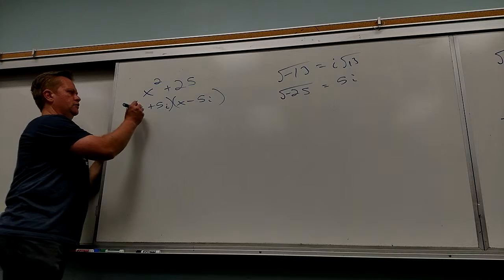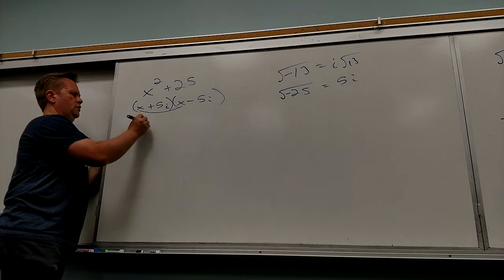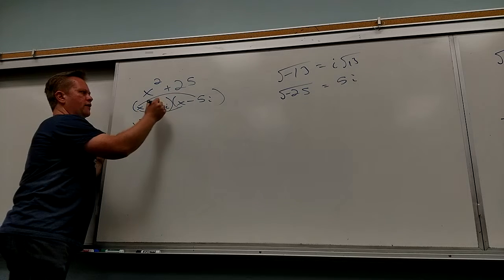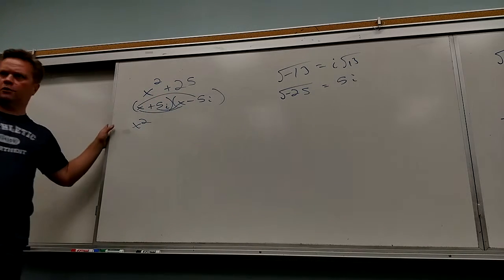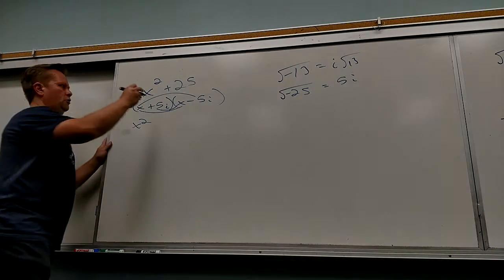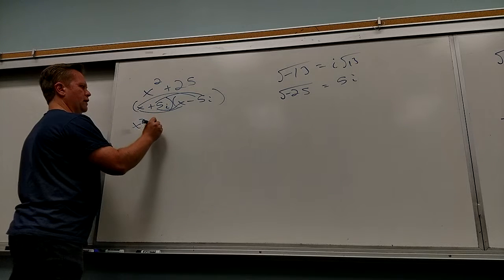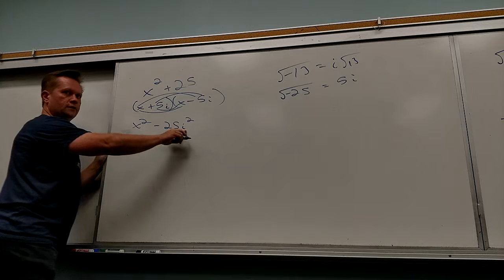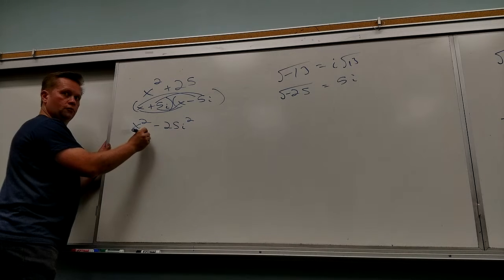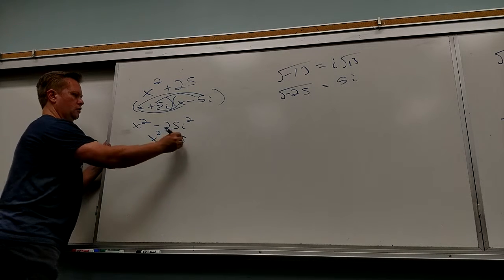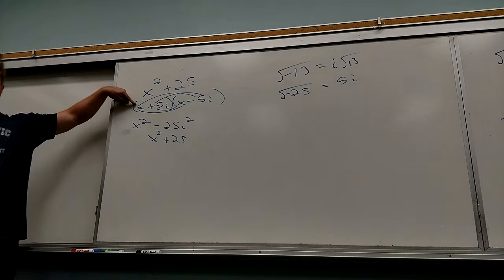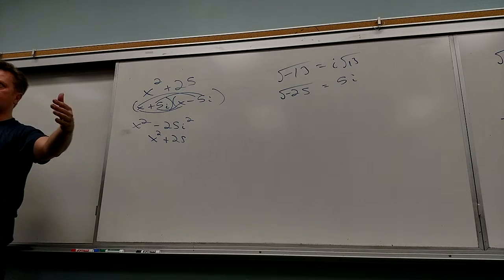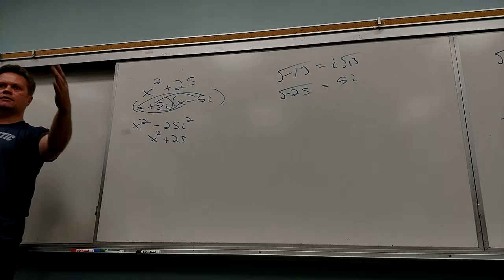All right, should be done now, right? x times x, x squared. Then you're going to get minus 5ix plus 5ix. Those go away, of course. And what's 5i times negative 5i? It's negative 25 i squared. i squared is negative 1, so I do get that. That is how you factor it. So x squared plus 49 is factored as (x plus 7i)(x minus 7i).